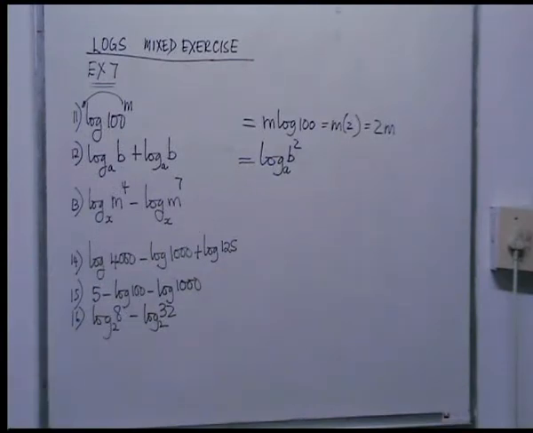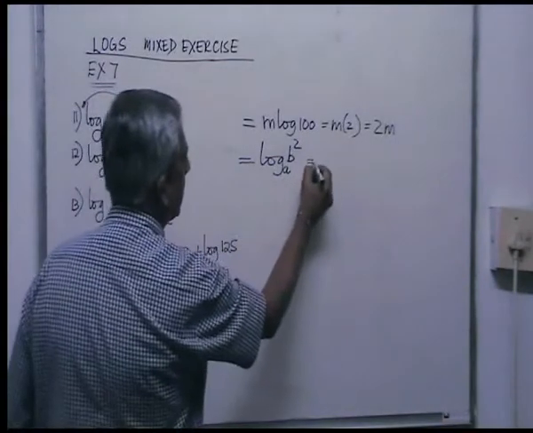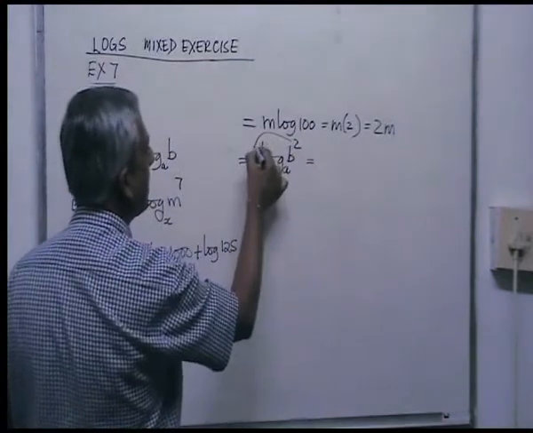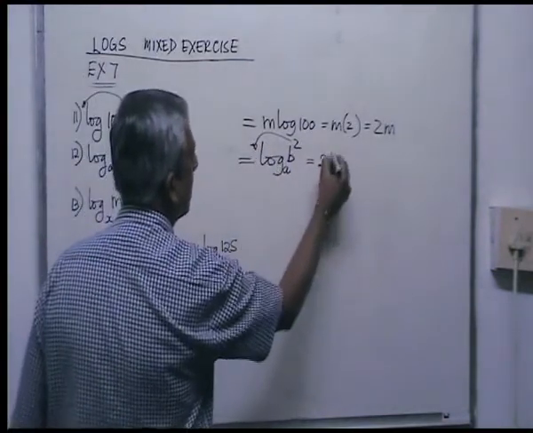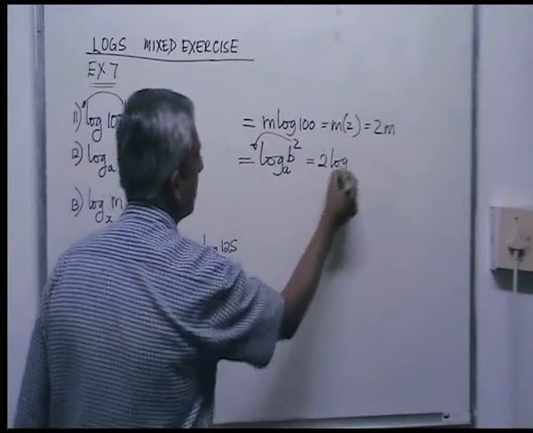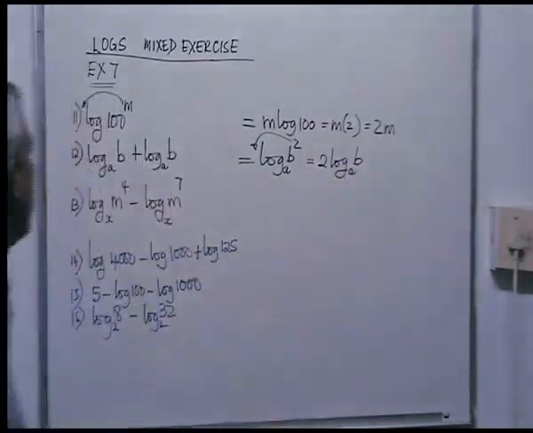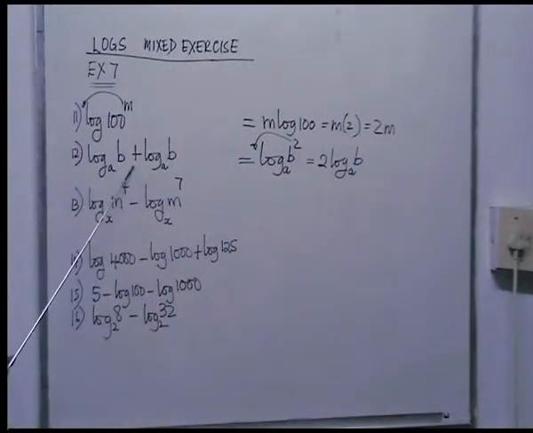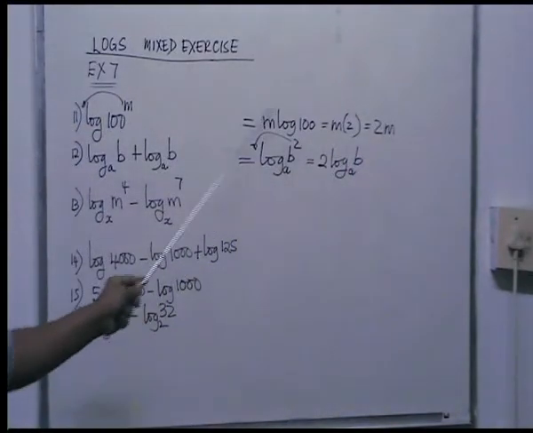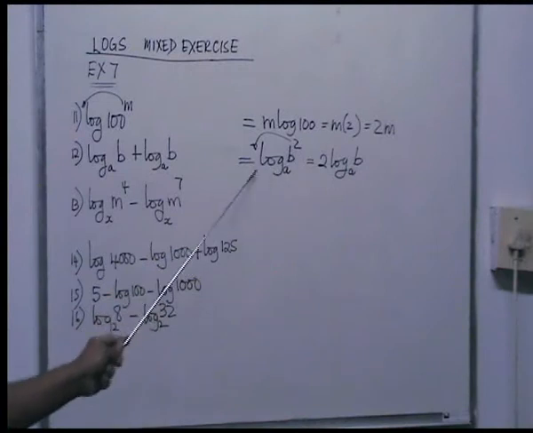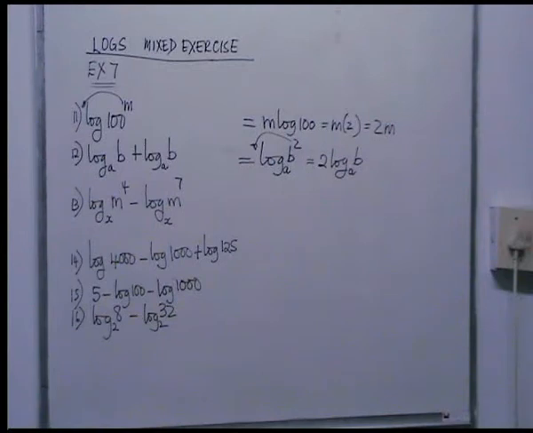Now if you like, you can rewrite this. You can bring that 2 to the front now, so that you're practicing as many laws as possible. So that will become 2 log b to the base a. You see, first I used the product law, then when I saw this, I'm using the power law and bringing the 2 to the front. The whole idea is to get practice with as many laws as possible.